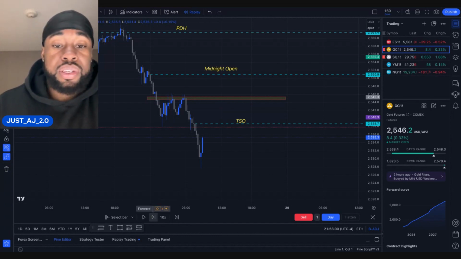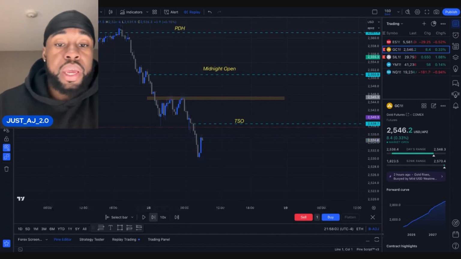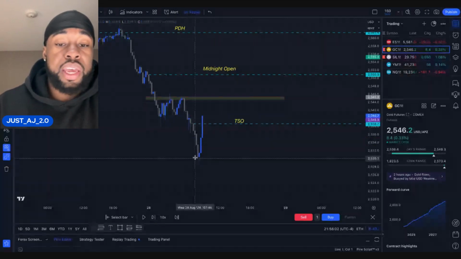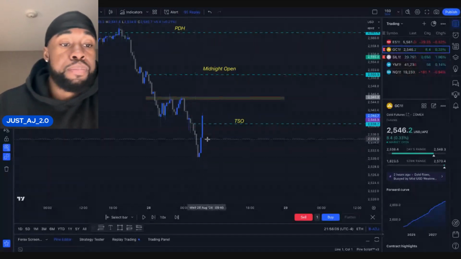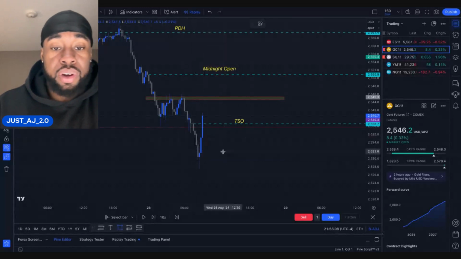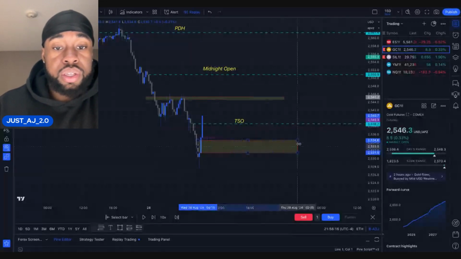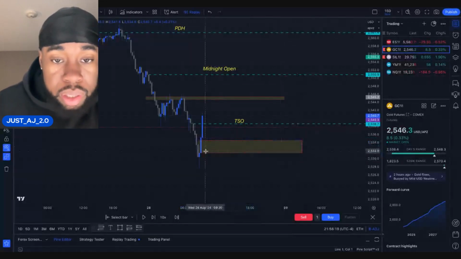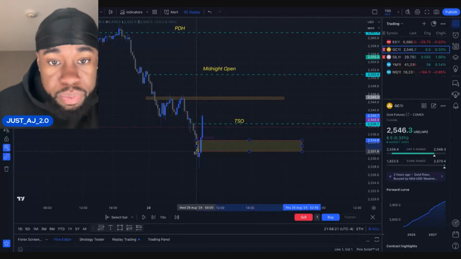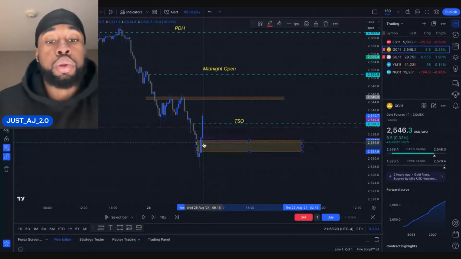So what happened is this 15-minute, and once this candle opened, it immediately formed a huge fair value gap here, a bullish fair value gap. So boom. Let me draw this a little bit better. So that's our bullish fair value gap.